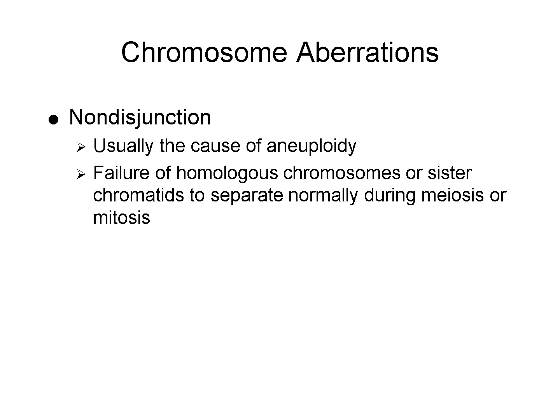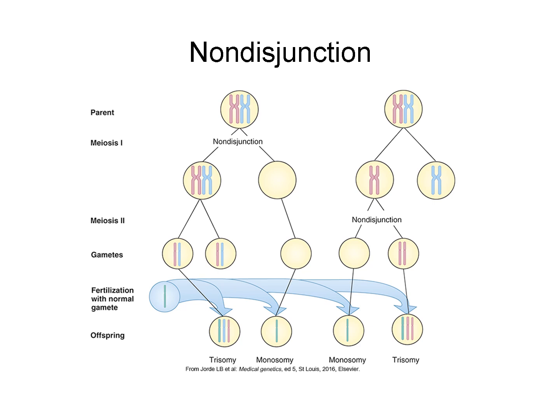Non-disjunction is the most common cause of aneuploidy. It happens when homologous chromosomes or sister chromatids fail to separate properly during meiosis or mitosis. This mistake leads to cells with an abnormal number of chromosomes, which can result in genetic disorders like Down syndrome. This diagram shows how non-disjunction leads to abnormal chromosome numbers.